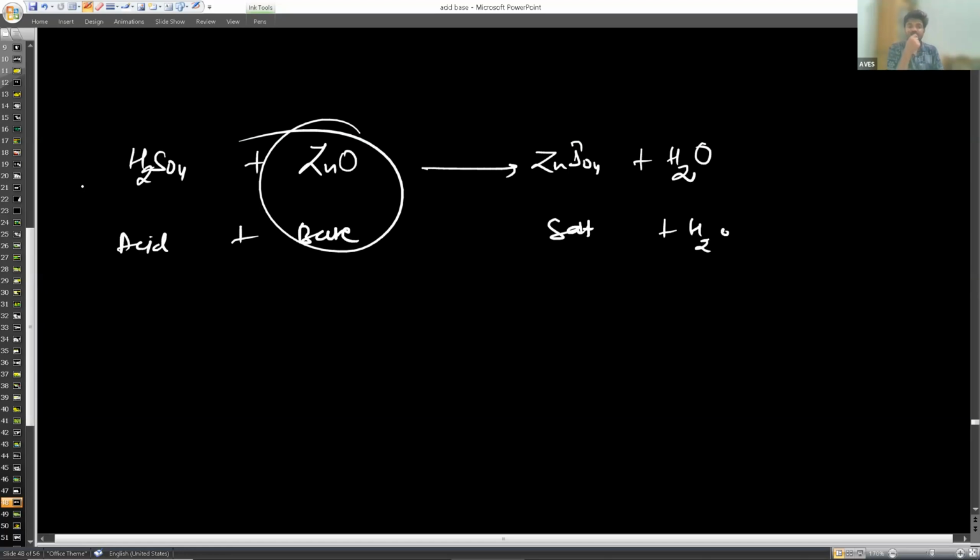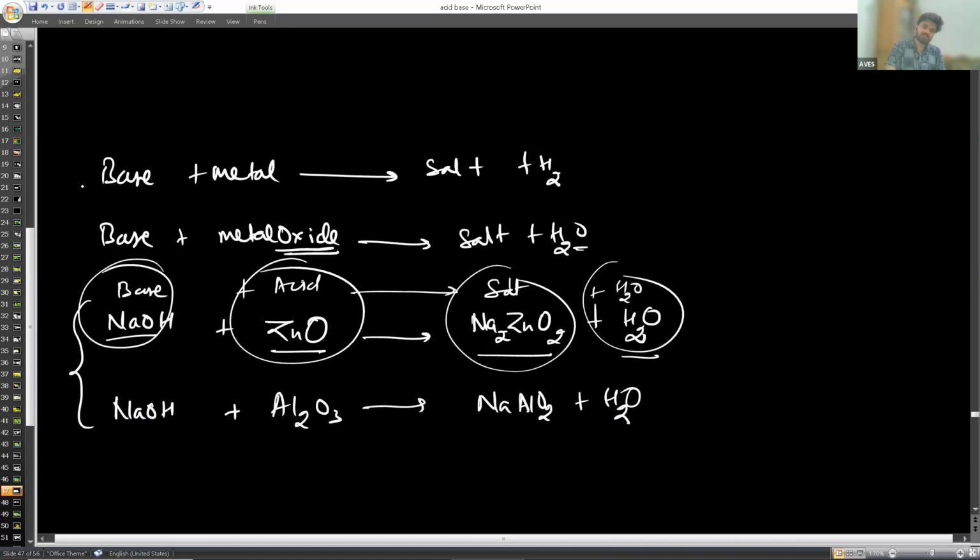And concentrate on one thing here: H2SO4 when reacting with zinc oxide, the zinc oxide is behaving like a base. And similarly, the same zinc oxide, when reacting with a base, is behaving like an acid. The same metal oxide behaves like an acid in one case and like a base in the other.